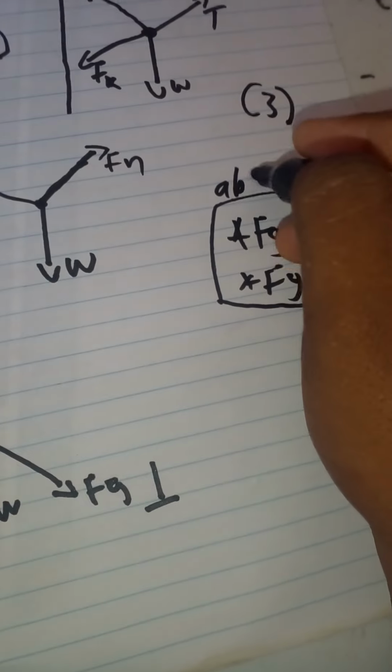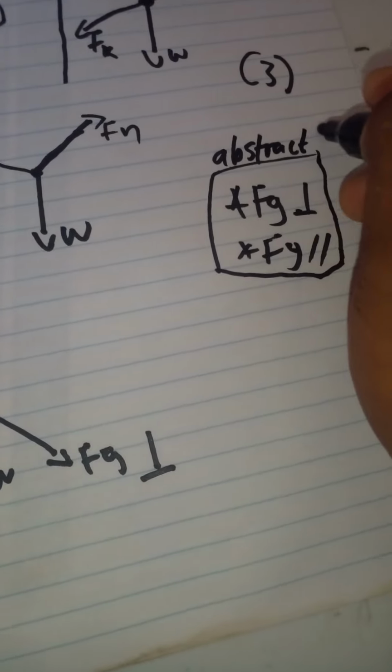But I told you yesterday, FG perpendicular and FG parallel are the abstract forces. You cannot see them, but you have to know the general information. So these are the abstract forces.